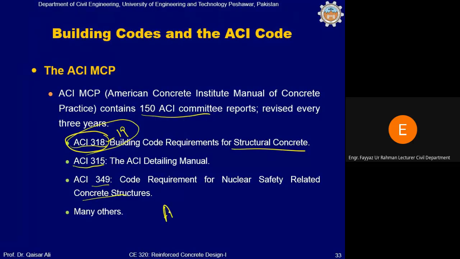For example, ACI 352 covers the requirements for the design of beam column connections. Similarly, ACI 350 covers the requirements for environmental structures. Okay? So in total there are 150 ACI committee reports, which cover different types of concrete used in different environments. Clear?